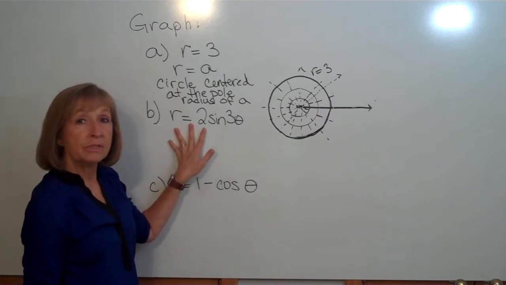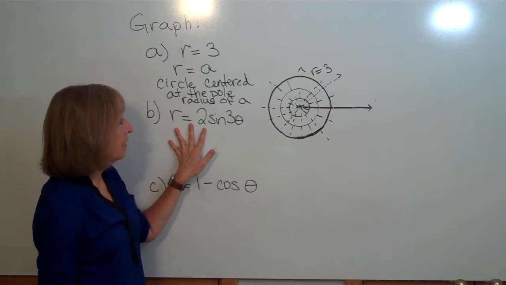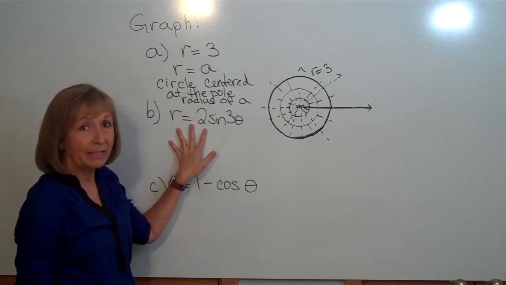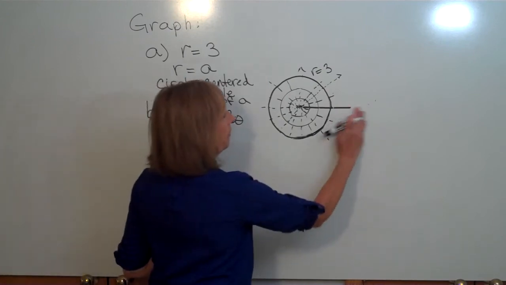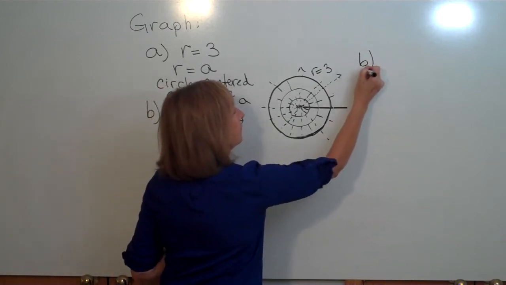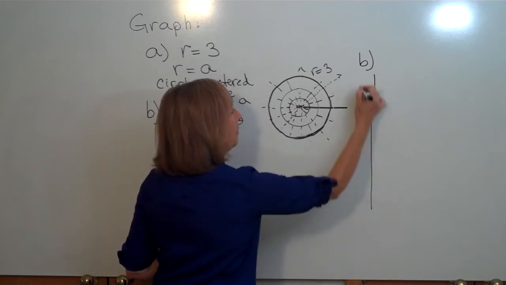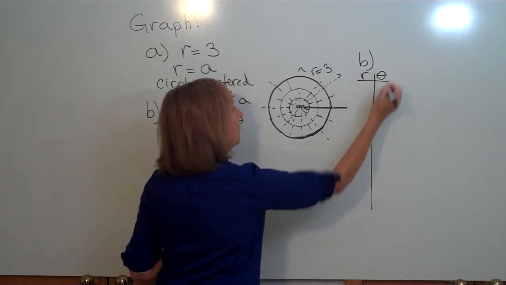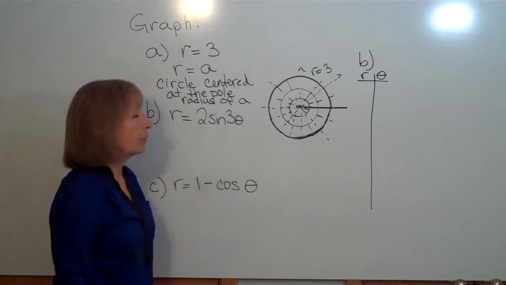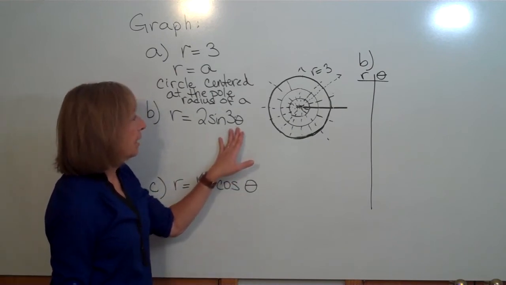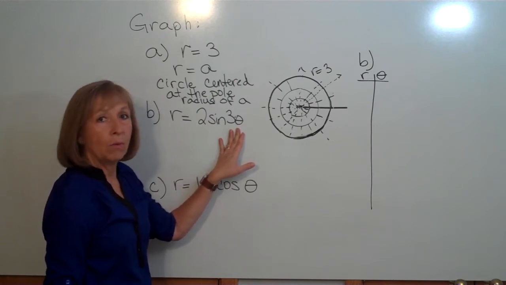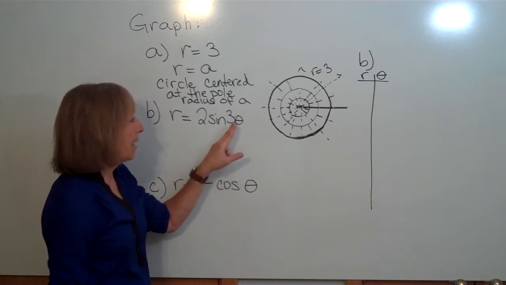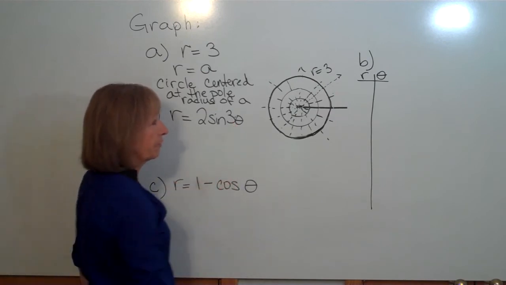Now how about the next one? r is equal to 2 sine 3 theta. Well, for this one, we need to make some table values in order to be able to see what this picture is going to be. So for part B, we are going to make a table of values that are r comma theta when we're graphing them out. And when I'm plugging in some angles, I'll want to make sure that I have values that I can get some good determination of the picture.